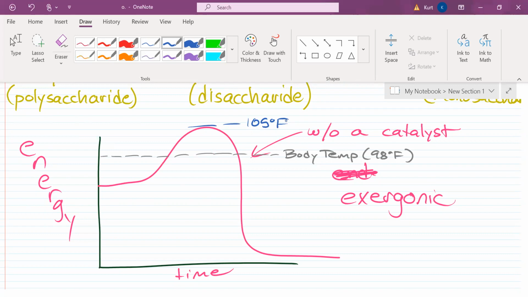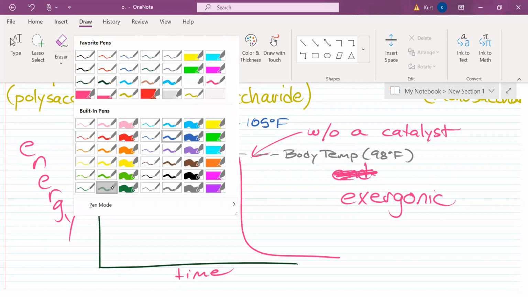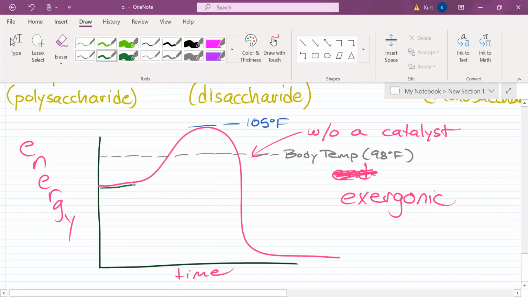So what you're going to do, enzymes to the rescue. What if I told you there's an enzyme that can be used to lower the activation energy and reduce the amount of time it takes to make the product? This green line is going to represent with a catalyst.